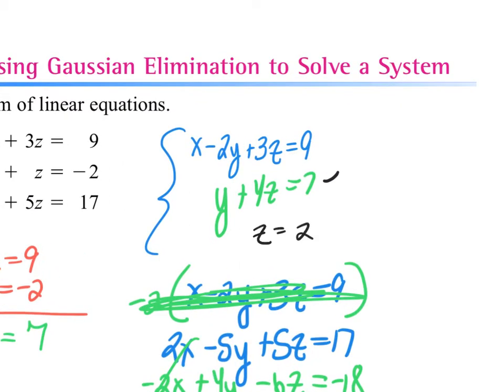No. Your answer should be an ordered triple. What you get for x, what you get for y, what you get for z. But can I now go about solving it? Yes. Now I use my back substitution.